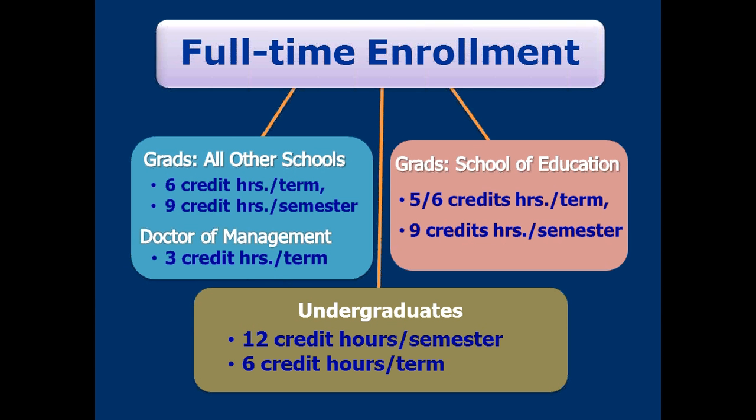Undergraduate students are supposed to be enrolled in at least 12 credit hours per semester. That is spring and fall. And then the summer is optional. Or they have to be enrolled in 6 credit hours per term, for a total of 12 credit hours.